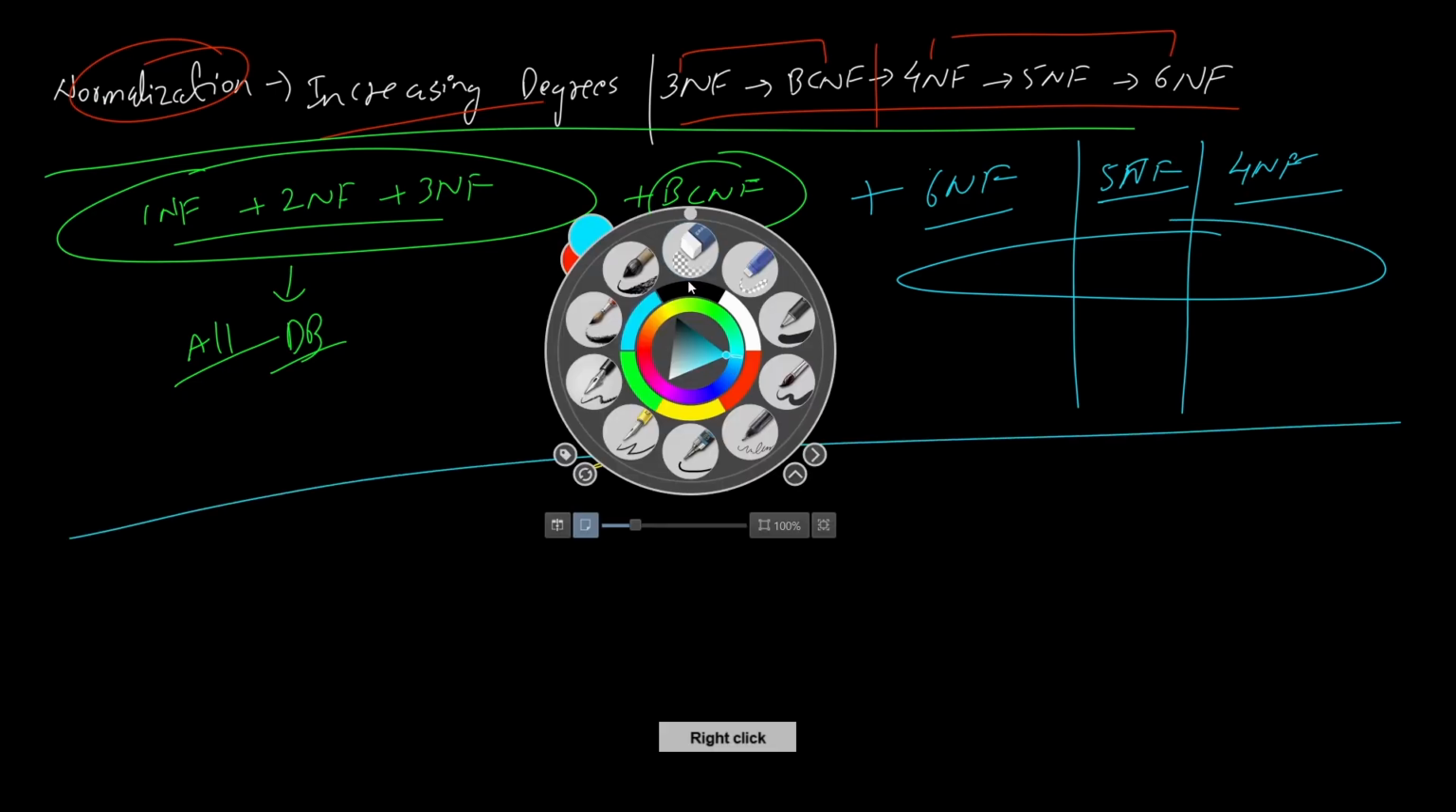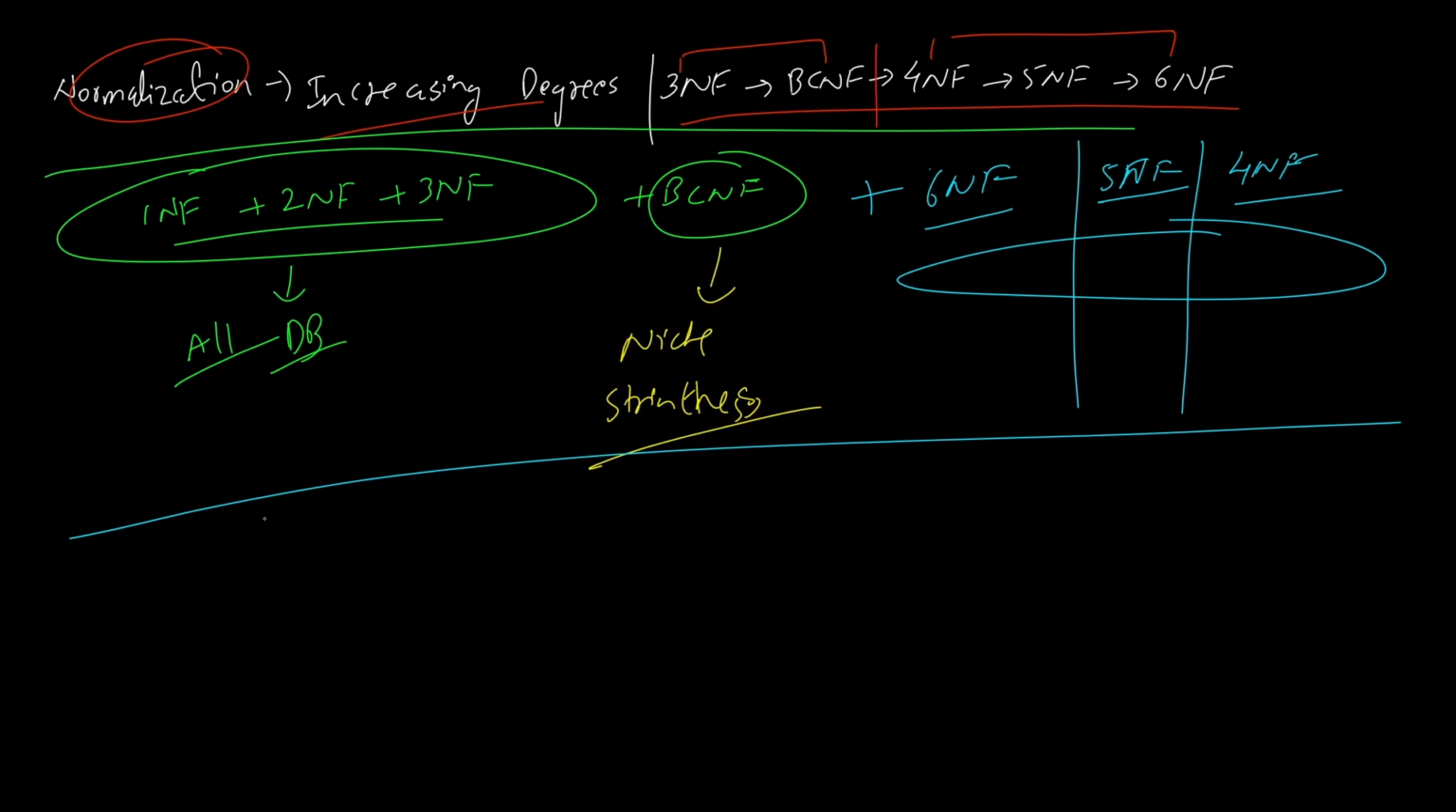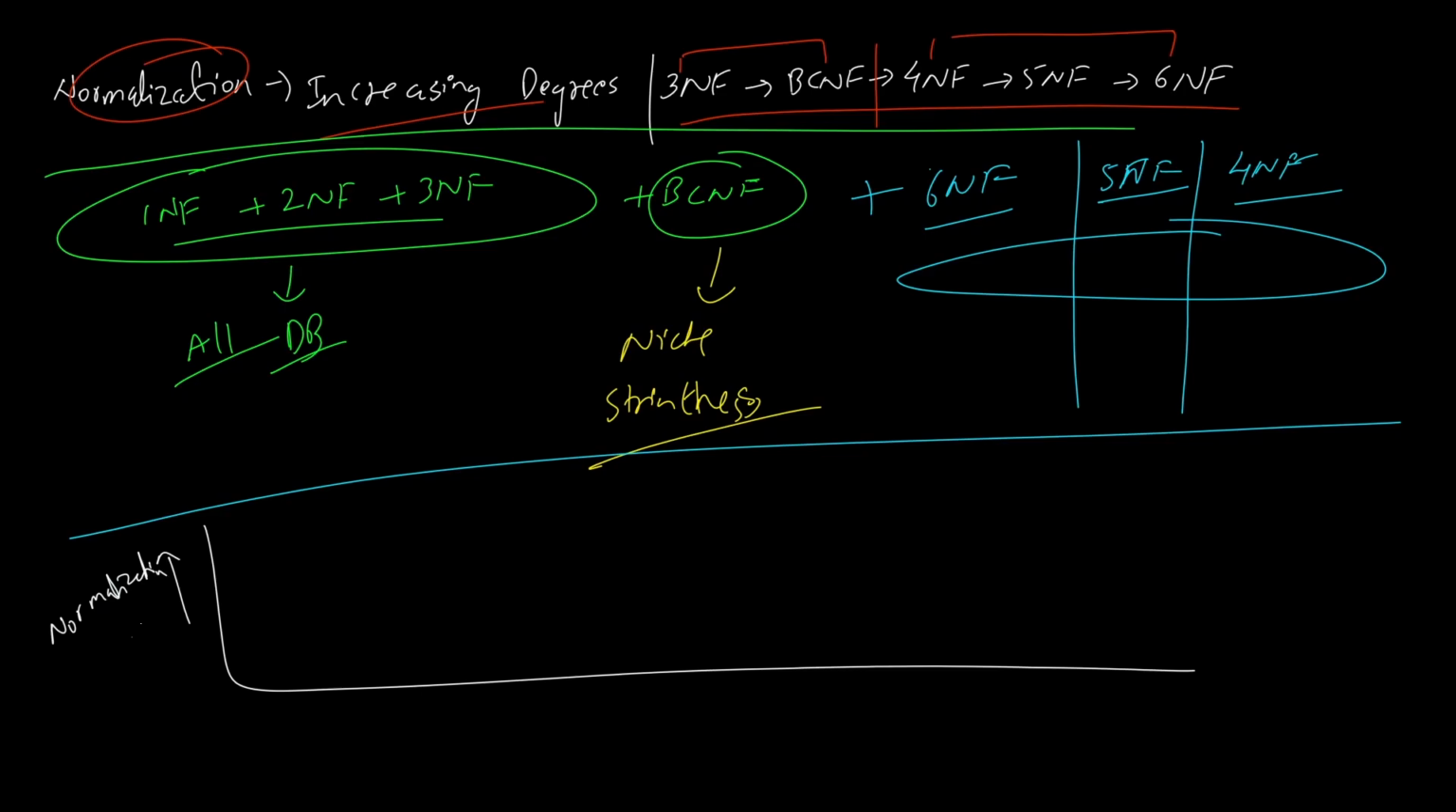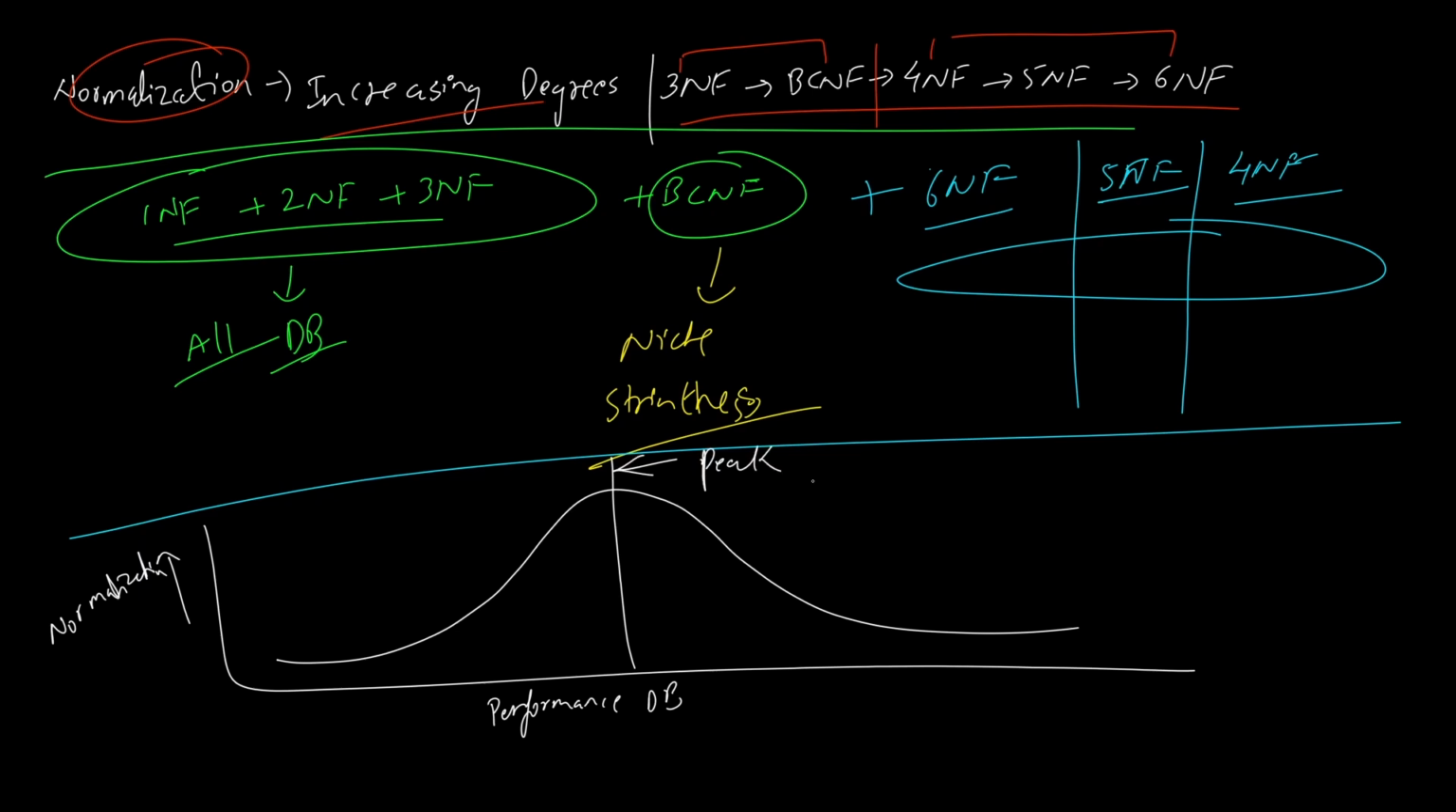Now the idea over here, as I said in my previous videos, I talked about a graph which would go like this. Okay, so here you have normalization, and here you have the performance of the db, right? And it would be a very gentle bell curve. That's all. Let me draw that again. A very gentle bell curve. This would be the maximum, the peak performance, right? Which could be either 3NF or BCNF or anything for your database.